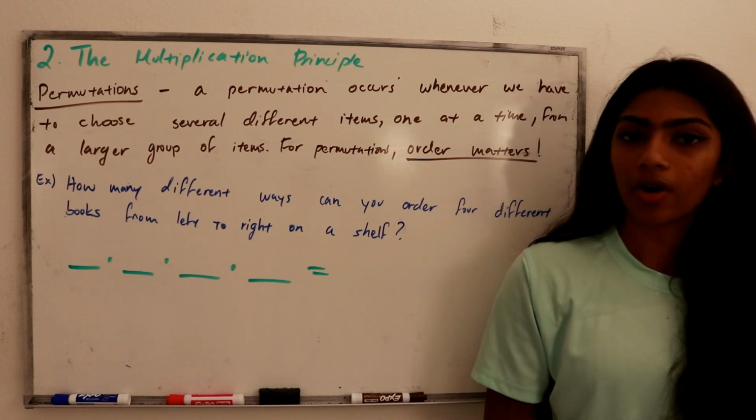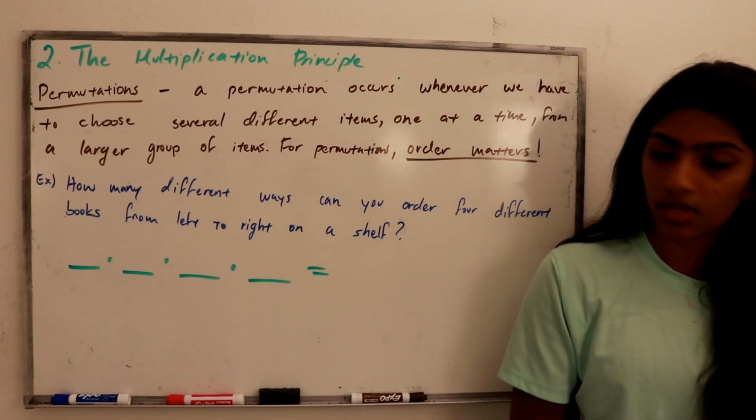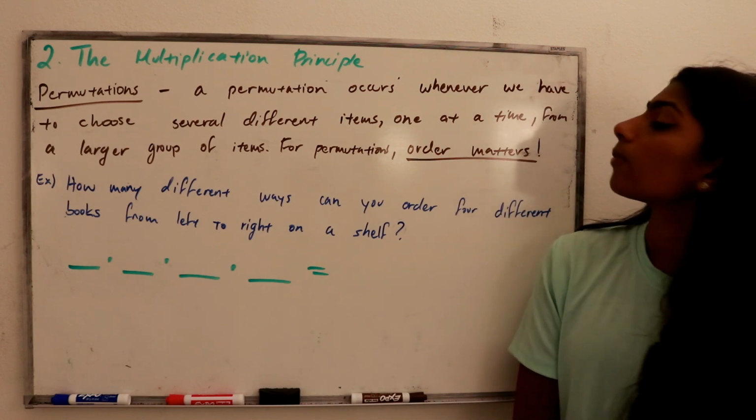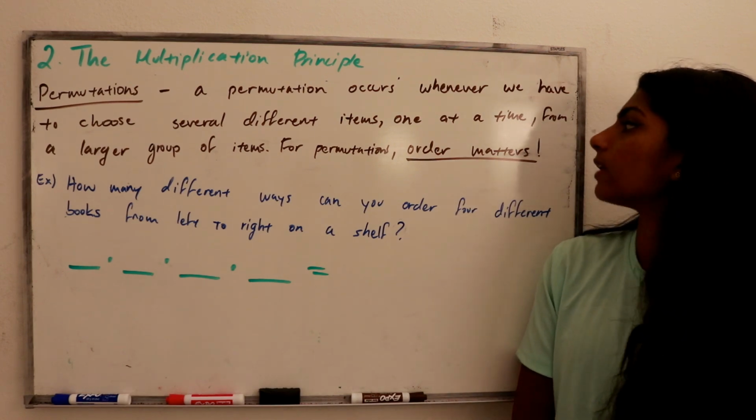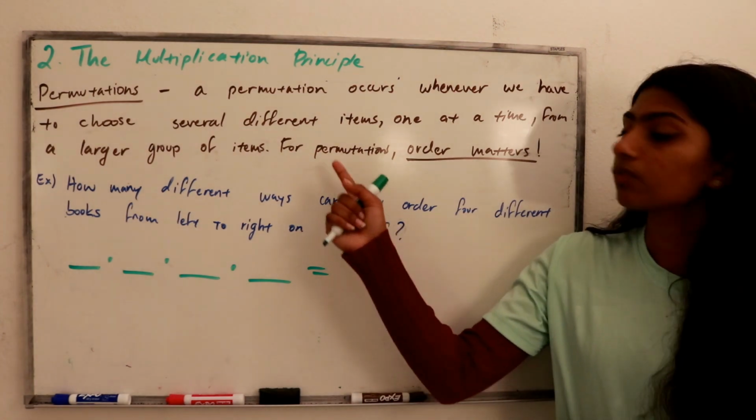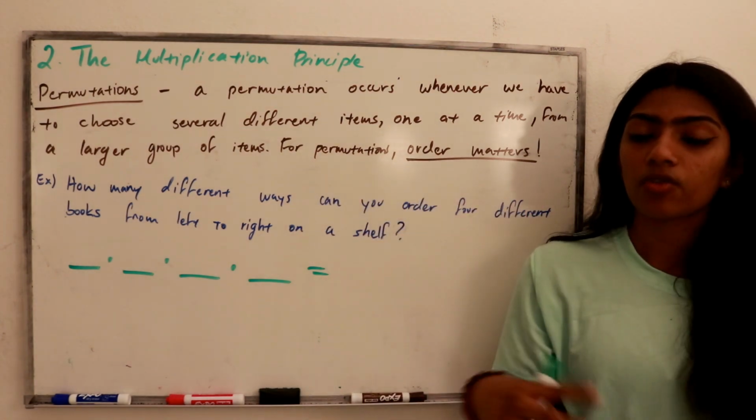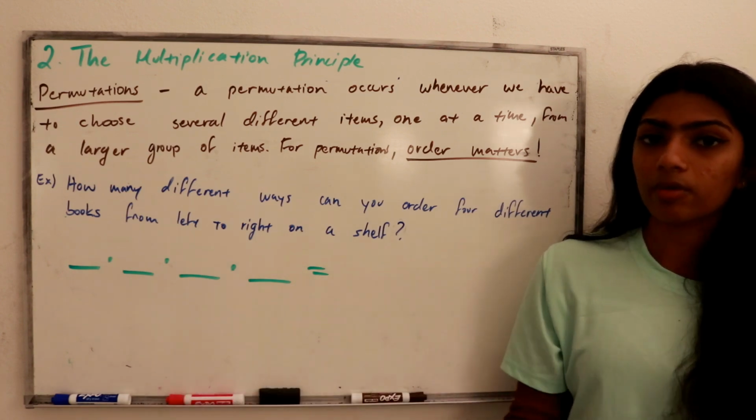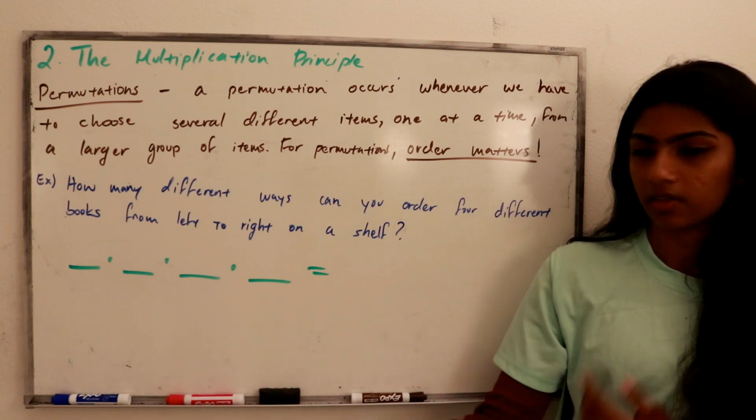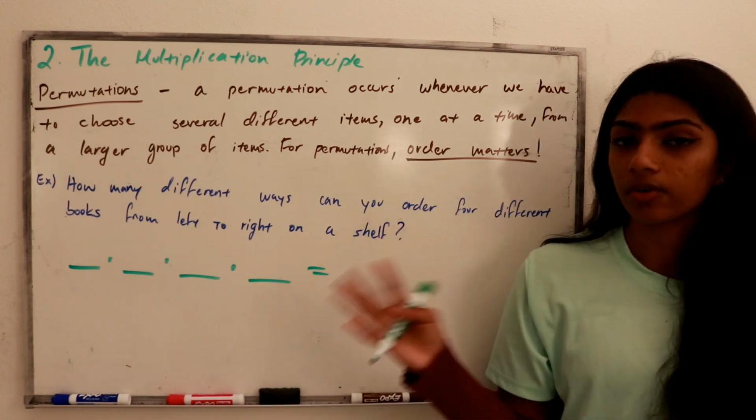So in all the previous problems, we were doing combinations. Now let's look at permutations. So a permutation occurs whenever we have to choose several different items, one at a time, from a larger group of items. And this is really important. For permutations, order matters. So if you remember for the other ones, the order of what we picked didn't really matter. If we picked a country, there wasn't any order of the countries we had to pick. But for permutations, the order does matter.